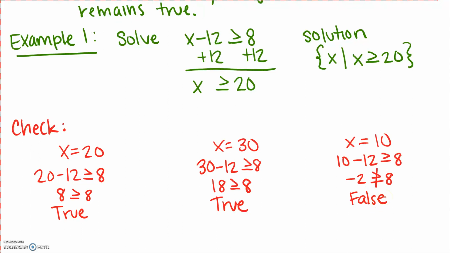Therefore, if I go back to my solution, it says that x has to be greater than or equal to 20. And 20 and 30 both checked out. They were true, and 10 did not, which is also true with our solution. It should not have satisfied that equation, and it didn't. All right, let's move on and look at example 2.